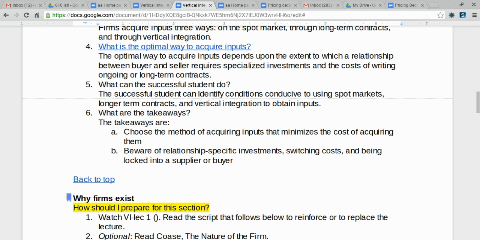At the end of this lesson, the successful student can identify conditions conducive to using spot markets, longer-term contracts, and vertical integration to obtain inputs. We have 2 main takeaways. First, choose the method of acquiring inputs that minimizes the cost of acquiring them. And second, beware of relationship-specific investments, switching cost, and being locked into a supplier or buyer.